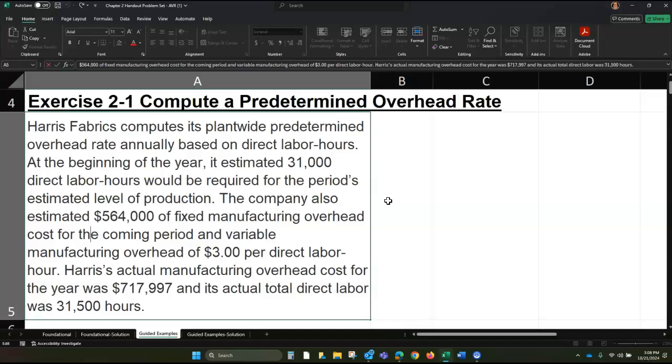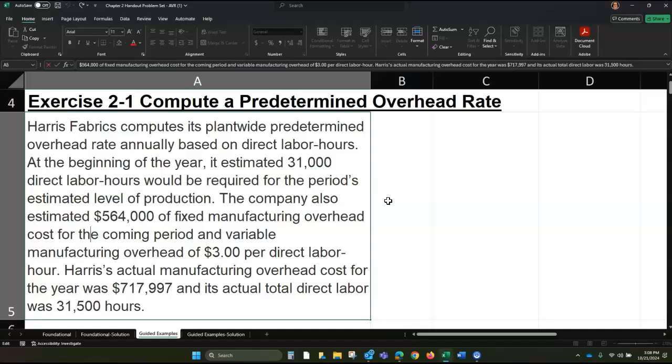So again, like that workers' comp insurance that we have to pay on everybody that isn't necessarily factored in immediately when we code timesheets and everything to jobs. All right. So we've got a variable manufacturing overhead of $3 per direct labor hour. We've got Harris's actual manufacturing overhead cost for the year was $717,000. Now stop and think about that one. Actual manufacturing overhead costs for the total year. You with me on that one?